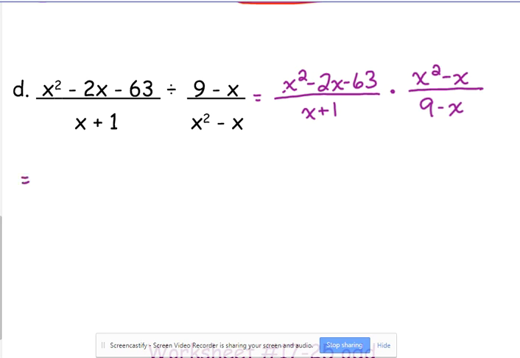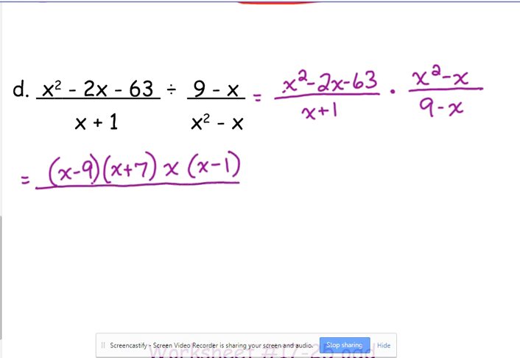So, first numerator, x squared minus 2x minus 63, x minus 9 times x plus 7. Second numerator, take out an x, x times x minus 1. X plus 1 in the denominator, can't do anything with it. Second denominator. Typically, we don't do anything with linear factors, but look, it's really similar to what I already have in the numerator. We can factor out a -1 and change those signs. So the x becomes positive and the 9 becomes negative, so that we can then cancel out our x minus 9s. And in this case, that's all we can cancel out.